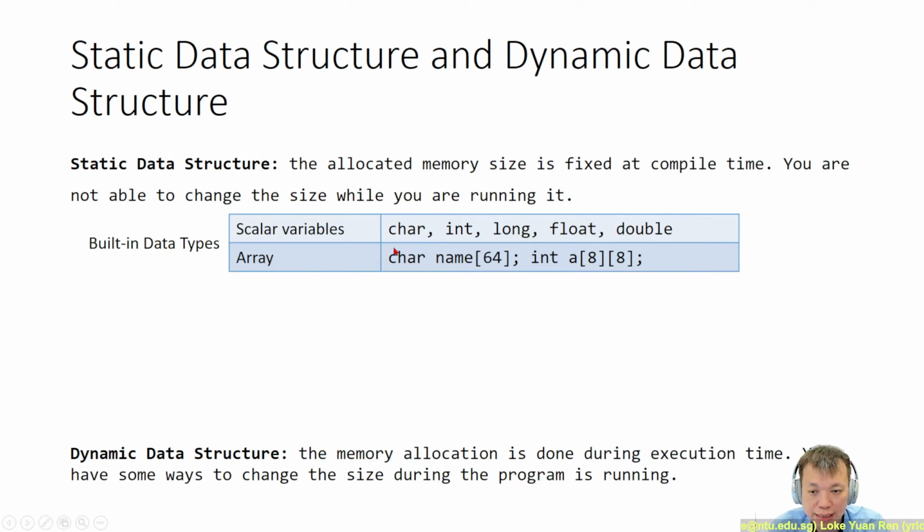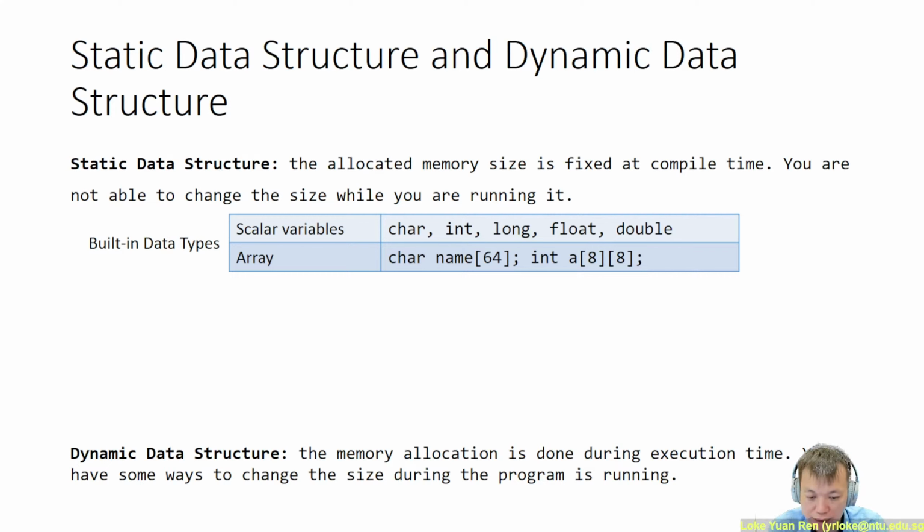When you declare an array, you will find that you can only have the same type for all 64 elements. All these 64 elements must be character. And a 2D array, 8 by 8, must be integer. But in the real world, in your daily life, sometimes the data you have is not just integer.